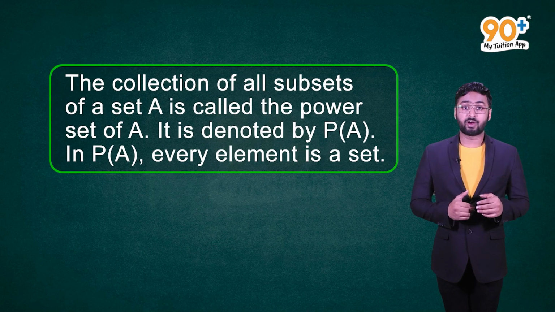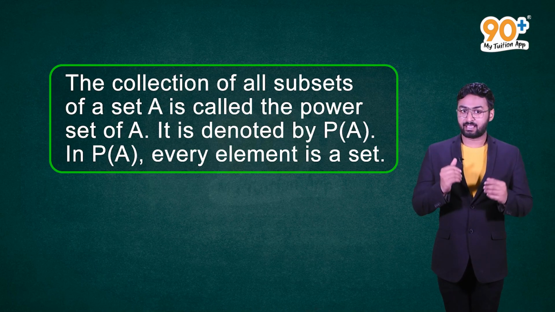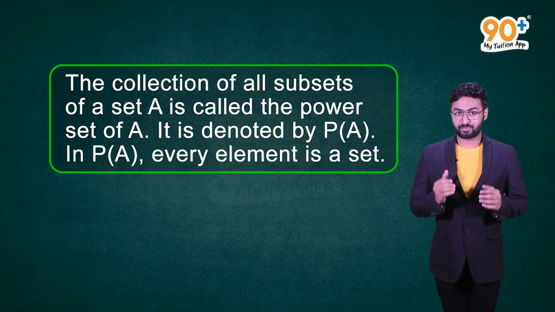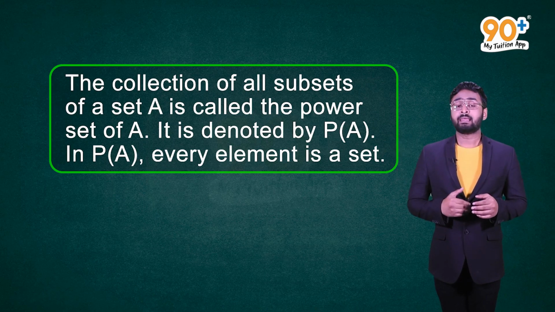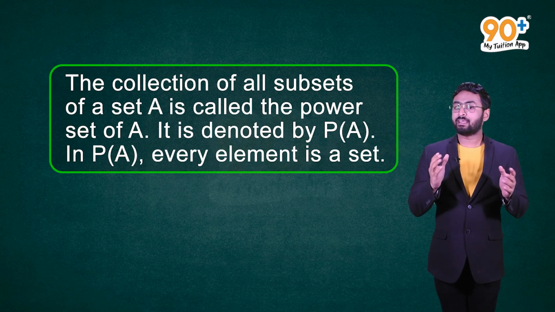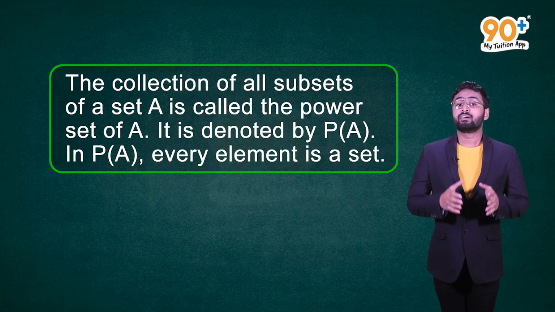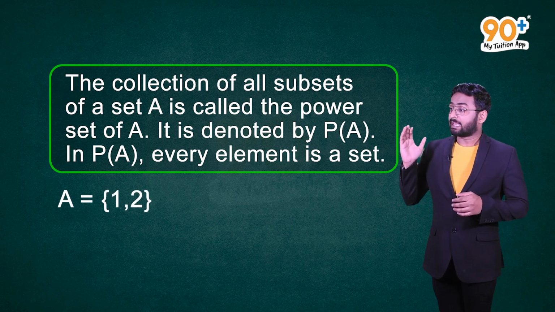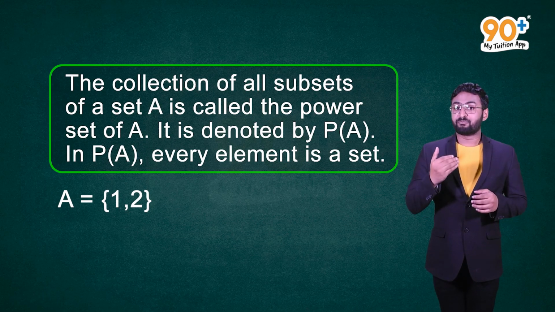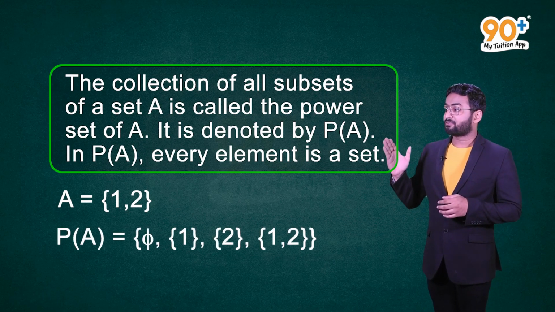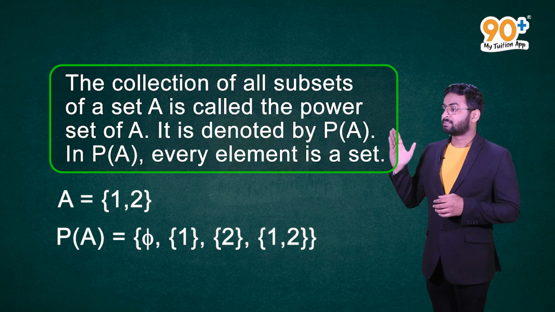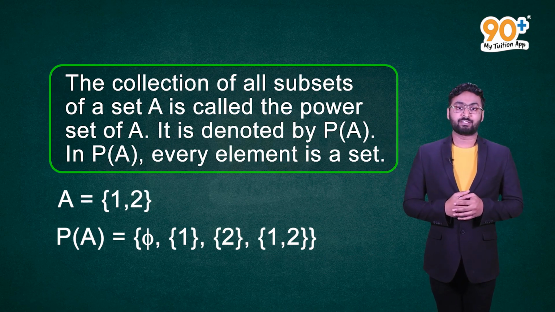So how can we define the power set? The collection of all subsets of a set A is called the power set of A, and it is denoted by P of A. In P of A, every element is a set. So for the set A is equal to set {1, 2}, P of A is equal to the set of phi, set {1}, set {2} and set {1, 2}.